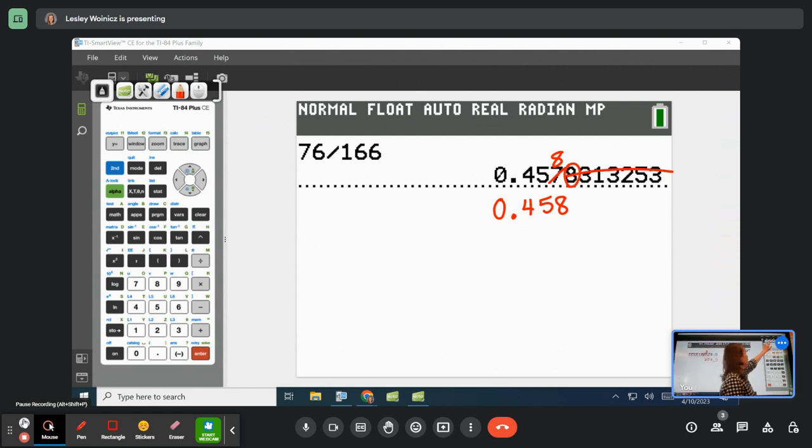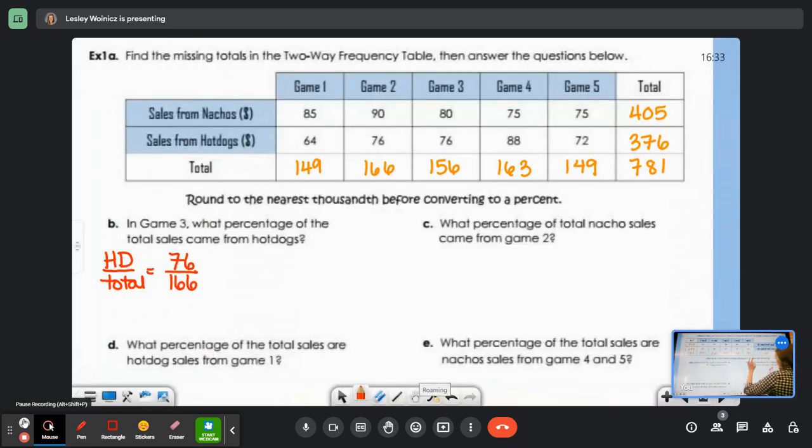Okay, then to convert to a percent, I have to multiply by 100 and then put a percent sign. So to multiply by 100, we move the decimal point twice to the right. So that would be 45.8%. Okay. So we got 0.458, and we said that that was 45.8%.